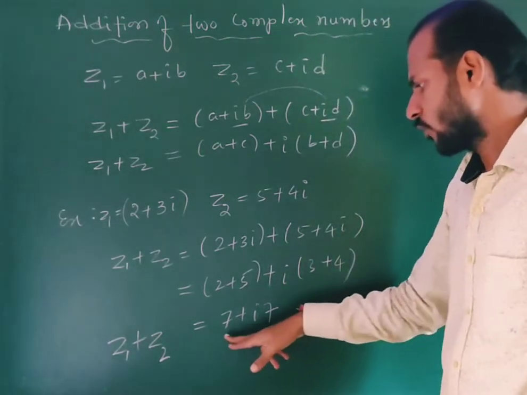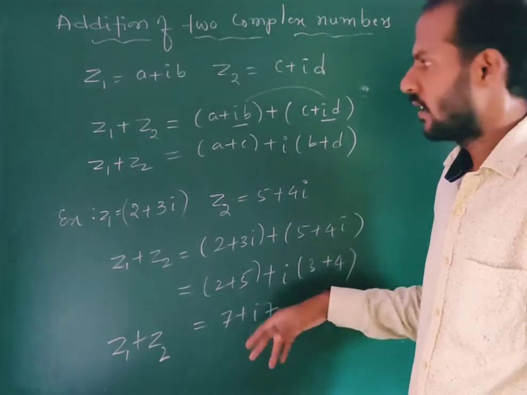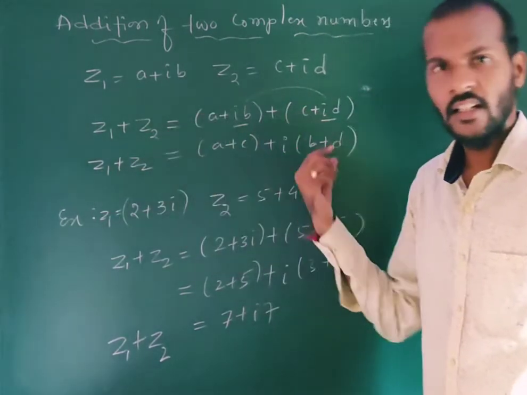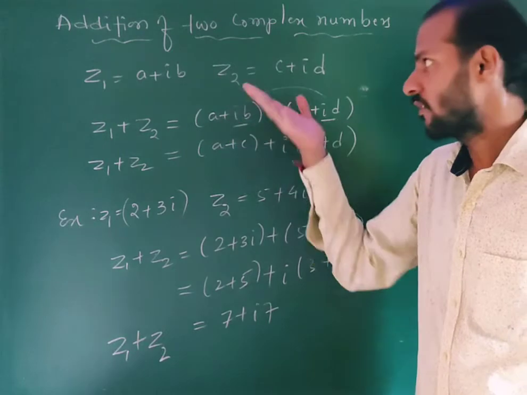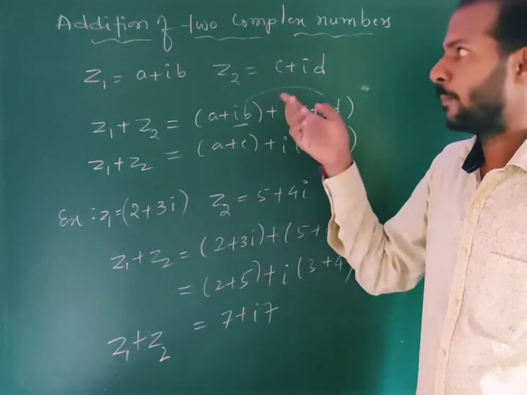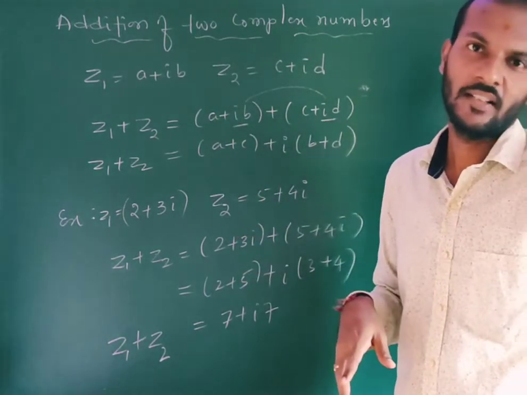Hence we can say it is again a complex number. The sum of two complex numbers is again a complex number, right? Now we will see the properties based on addition of two complex numbers, right?